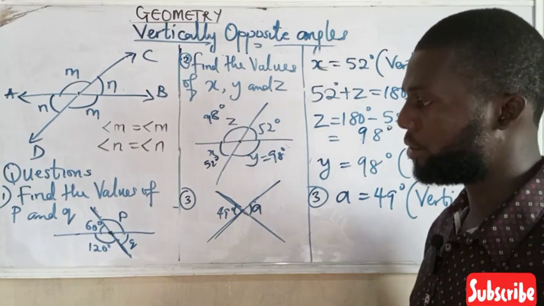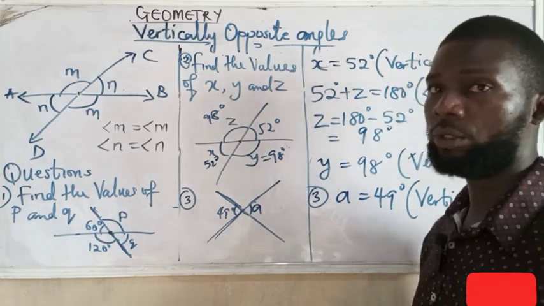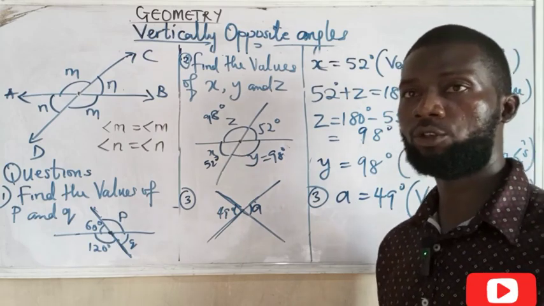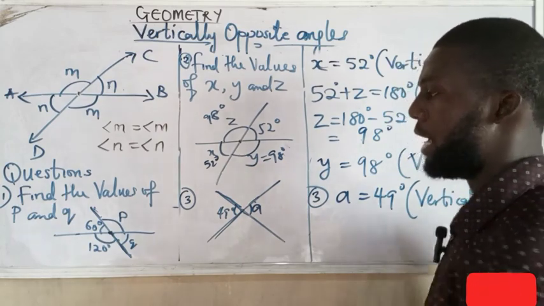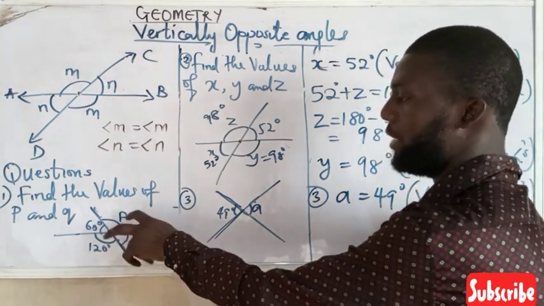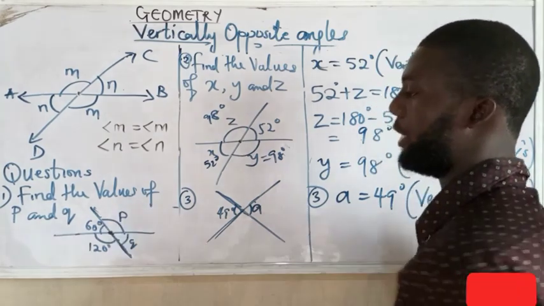So two methods. It's either you use angles on a straight line, that we all know that angle on a straight line equals 180 degrees, and you can as well find the angles that are opposite to themselves.